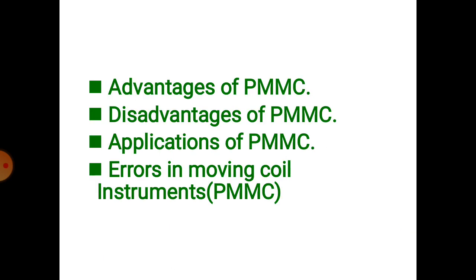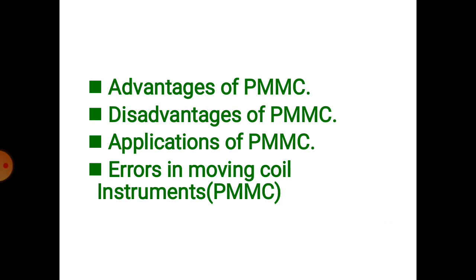Now we are going to discuss the advantages of PMMC, disadvantages of PMMC, applications and errors in PMMC. First, the different advantages of PMMC. First one is low power consumption. Second, there will be a uniform scale. Third one, no hysteresis loss. Fourth one, high torque to weight ratio. Fifth one, effective eddy current damping. Sixth one, range can be extended. Seventh, no effect of stray magnetic field.